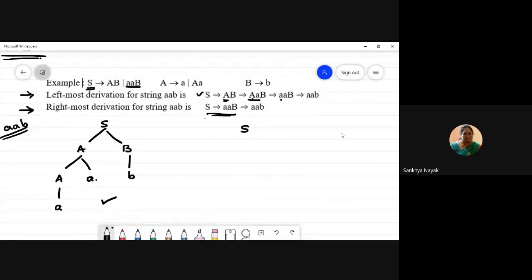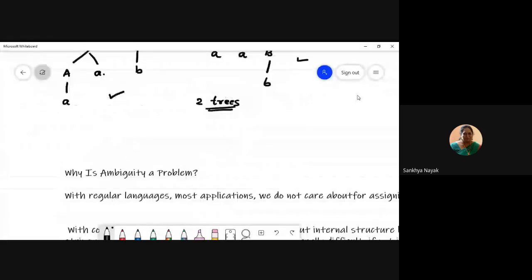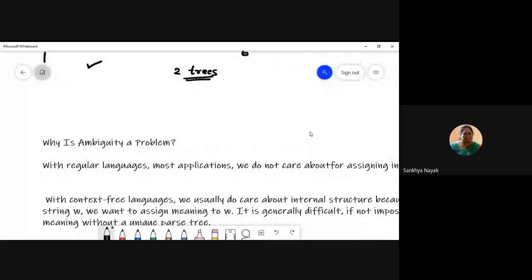We are using S derives AAB, this production. So S derives A and a capital B. And then this B is expanded like this. So again we have two trees. So a grammar cannot have more than one tree to be unambiguous.